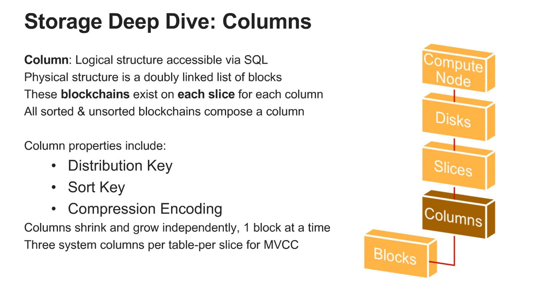We also have 3 hidden columns in Redshift. You can't query these, but you will see them in some of the system tables when you're querying, and we have them for multi-version concurrency control. Redshift is a transactional database, and it supports MVCC. These 3 columns are the row ID, the deleted ID, and the transaction ID.